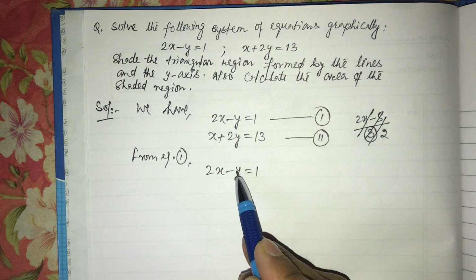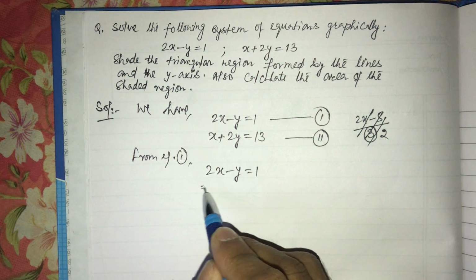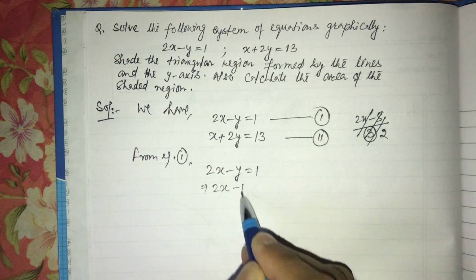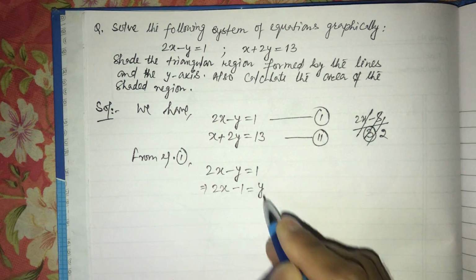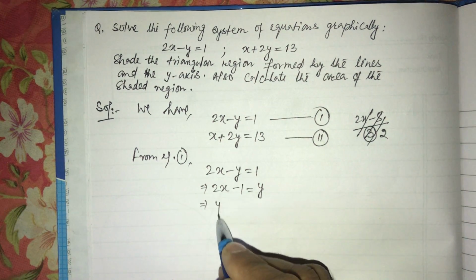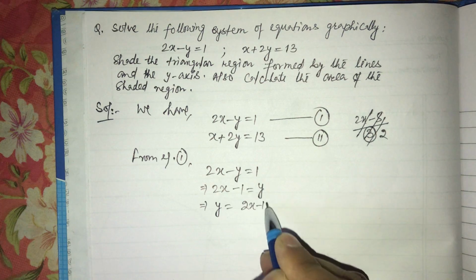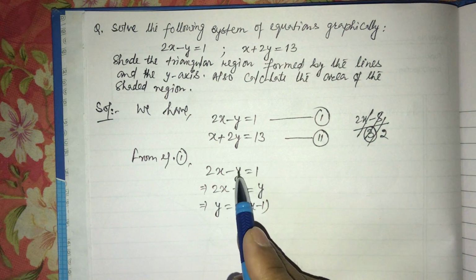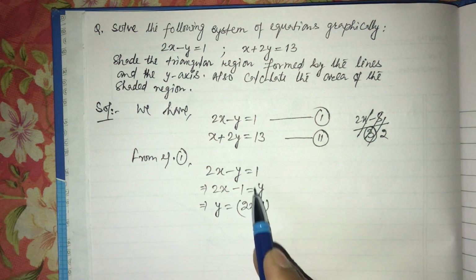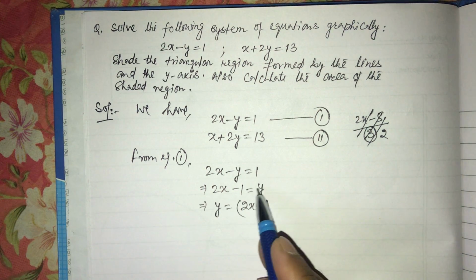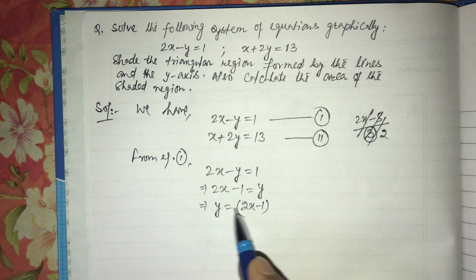The simple way is to shift it towards the right. So 2x I keep here, the 1 shifts towards the left, plus 1 becomes minus 1, and this minus y becomes plus y. So this is what we get, y equal to 2x minus 1. What I did: 2x and 1 I shifted here, and minus y shifted towards the right to get positive y. Always try to keep this part positive if it is negative. So y is equal to 2x minus 1.